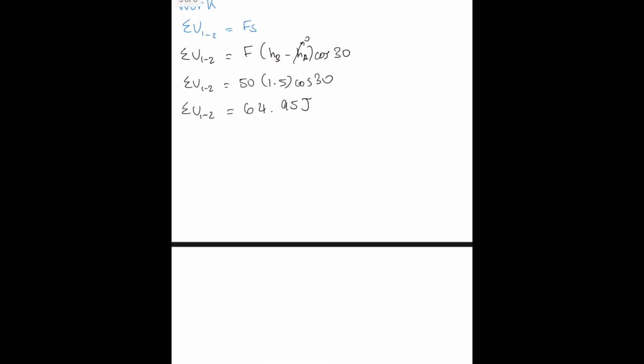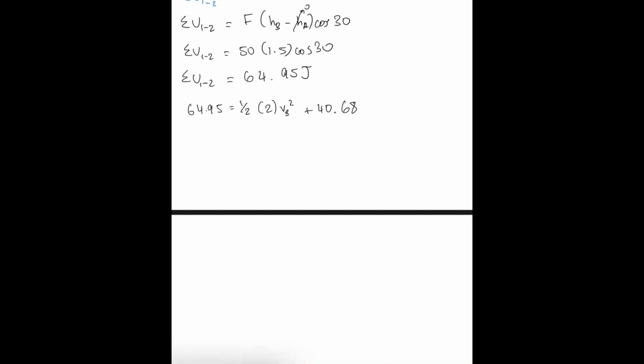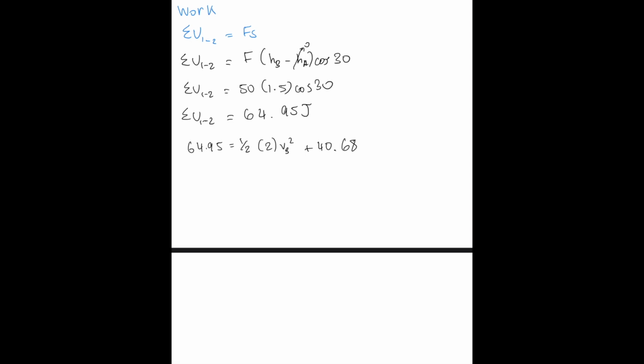Now we're going to go back to this equation over here and plug in our known values, so that the only thing we're looking for is VB. Now we can easily calculate our velocity at point B, which is equal to 4.93 meters per second.